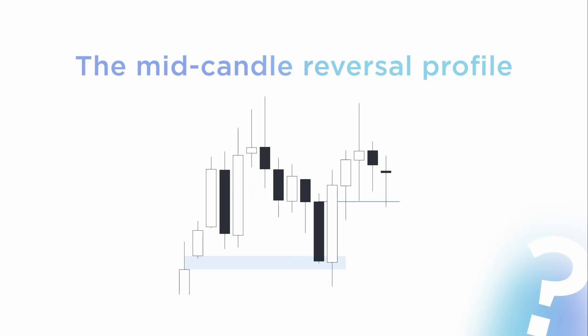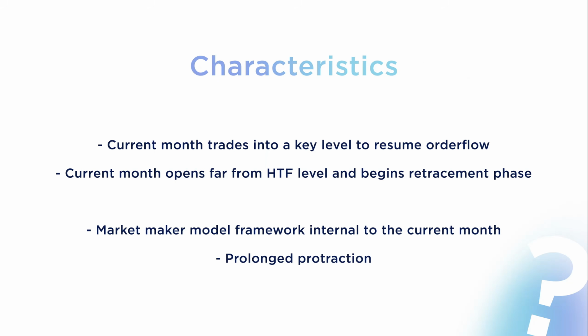And by categorizing price into two profiles, you can then simplify your process and understand how price expands. So this is the mid candle reversal profile. Now, in this example, you can see price trades into a higher time frame level being an order block, right? That's all I'm going to say for now, and we're going to come back to this. So, what are the characteristics of the mid candle reversal?